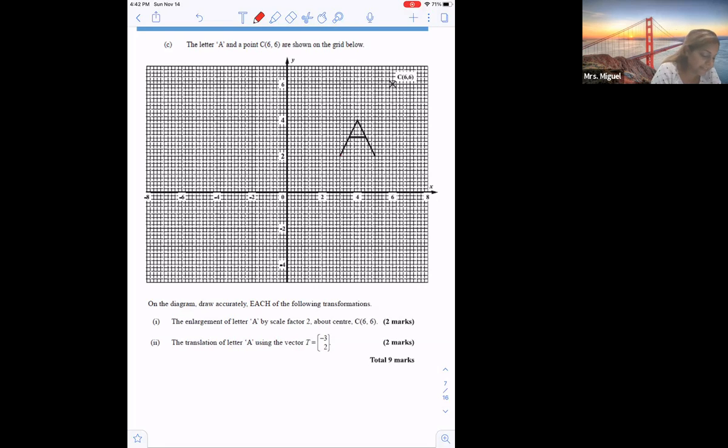So we have the letter A here, and we have the point that is 6, 6. The enlargement of letter A by a scale factor of 2 about the center 6, 6. So we are going to enlarge, meaning that we are going to make bigger. We are going to take the letter A and make it bigger, and the center is 6, 6.